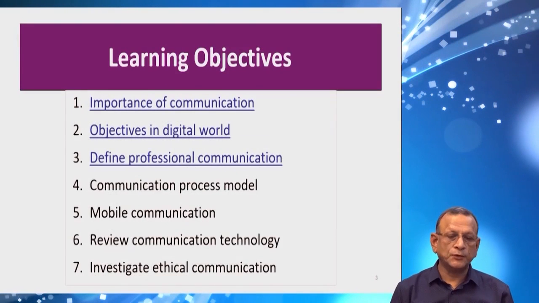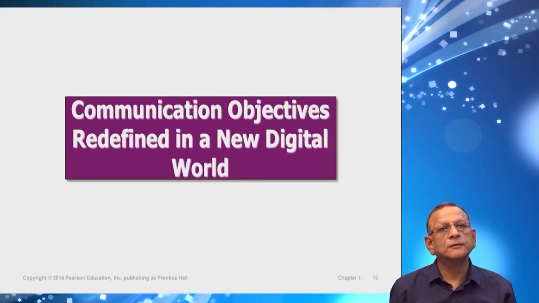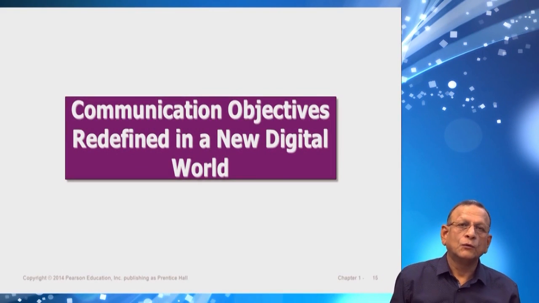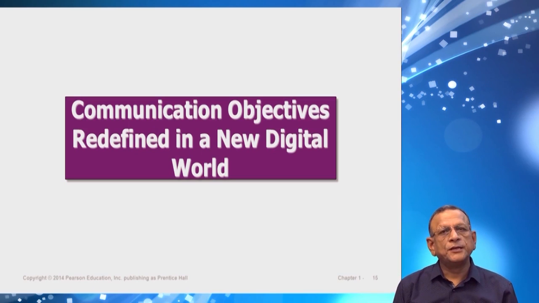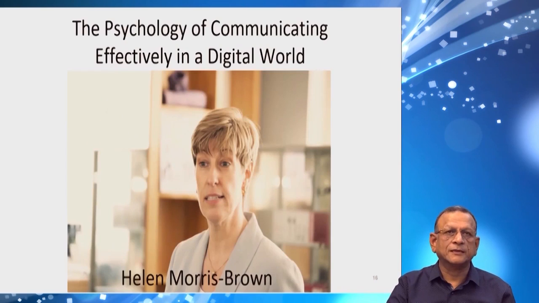After this section 1.1 of chapter 1, let's talk about section 1.2, objectives of communication in the digital world. So what are the objectives which we have redefined in the new digital world? We used to say that communication is meant for three objectives: one, to inform, two, to collaborate, three, to persuade. Only three objectives were there. But now in this new digital world, we have more objectives to be fulfilled by the communication.